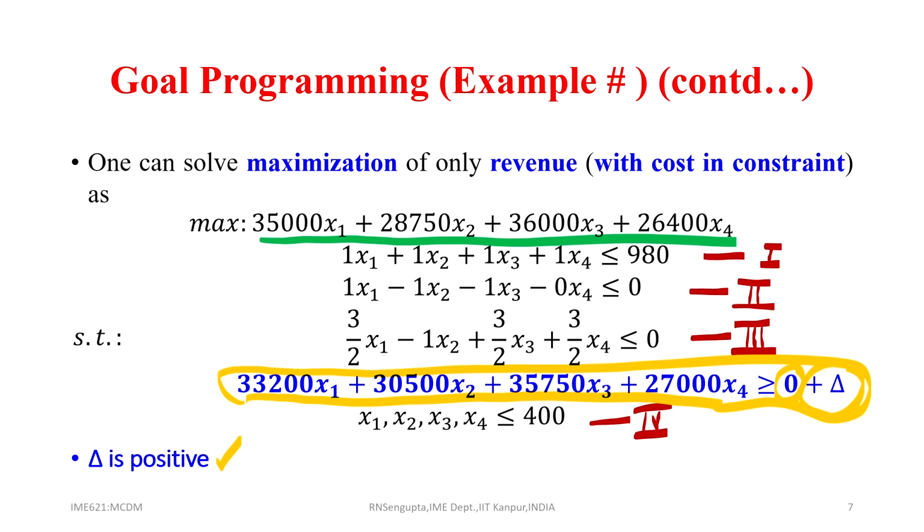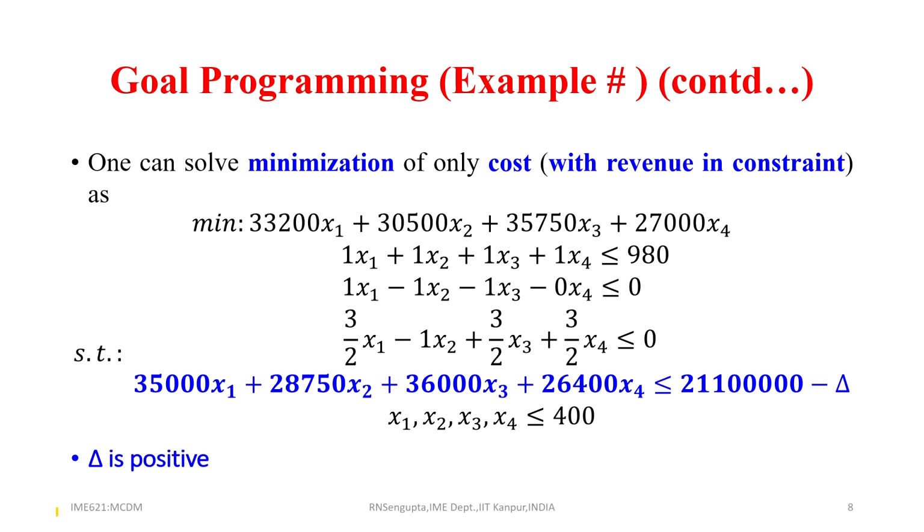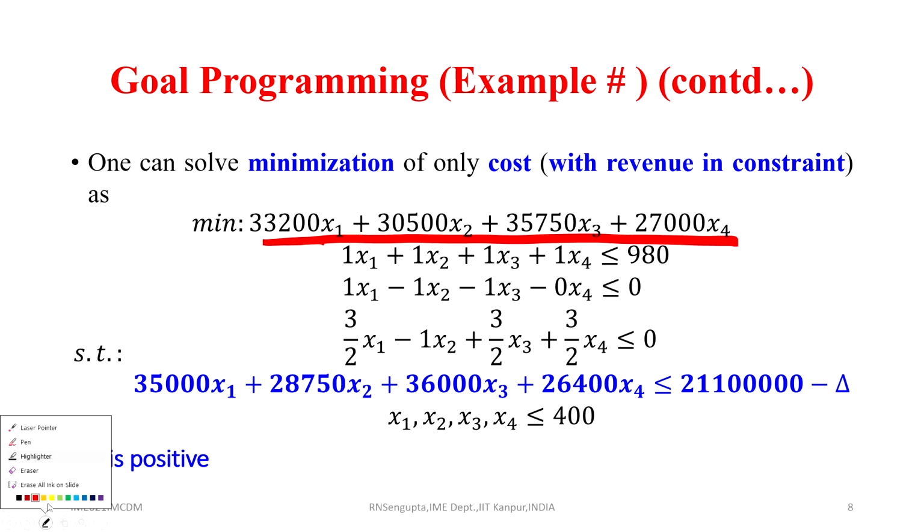Now, the question would be, can we formulate the problem in a similar way where we try to minimize the cost, with the constraint corresponding to the revenues coming into the constraint? Answer is yes. So, here is the problem. We can minimize the cost. It is a minimization problem because cost has to be minimized, and the corresponding constraints are exactly the same as they were in the last slide.